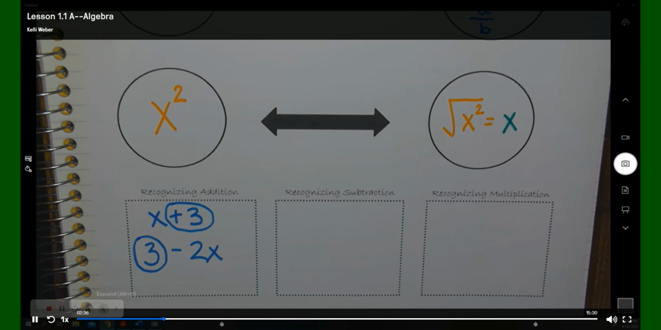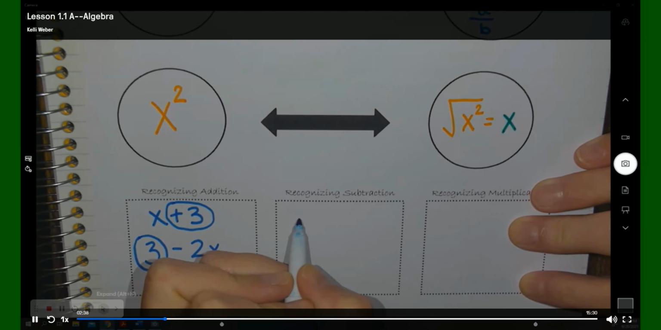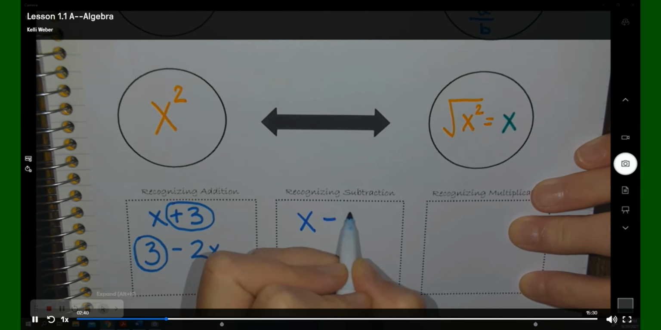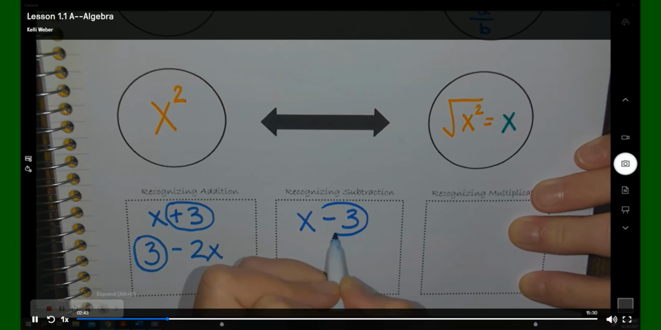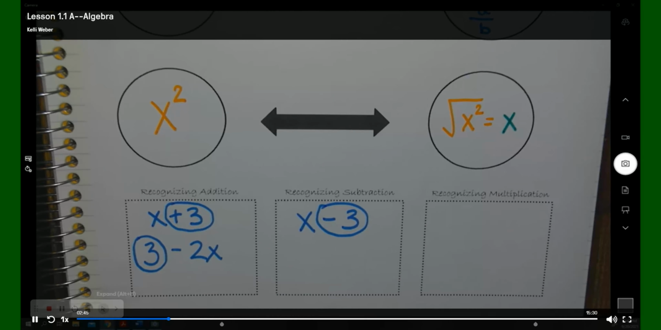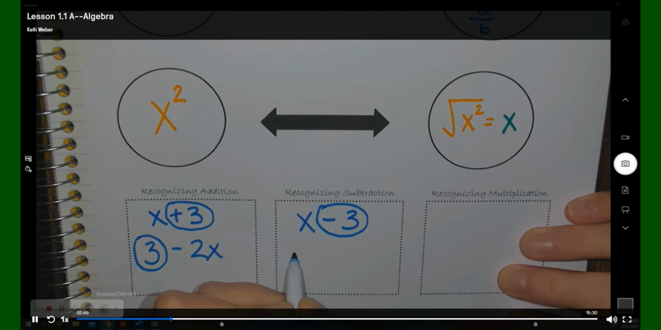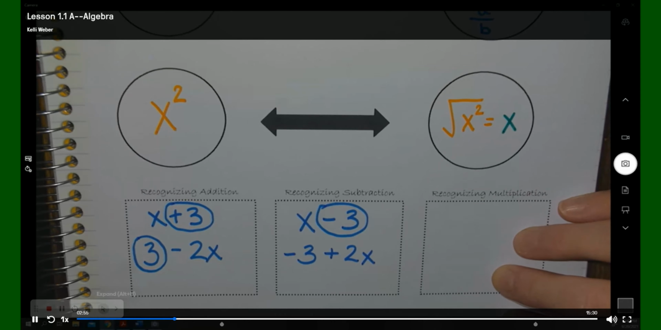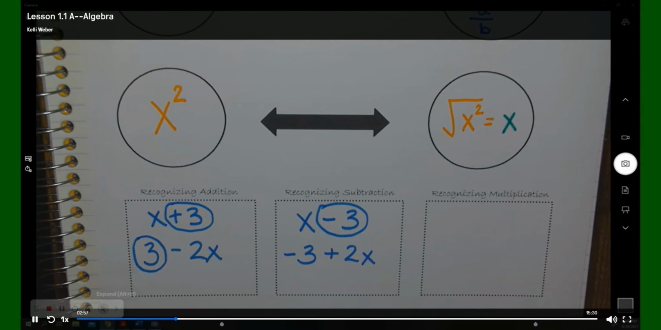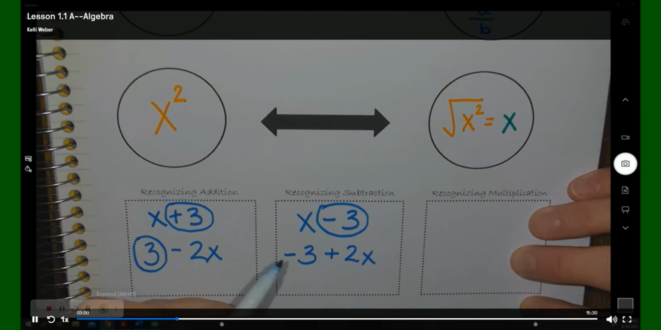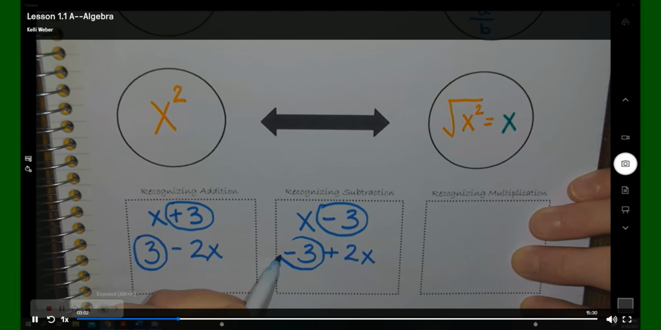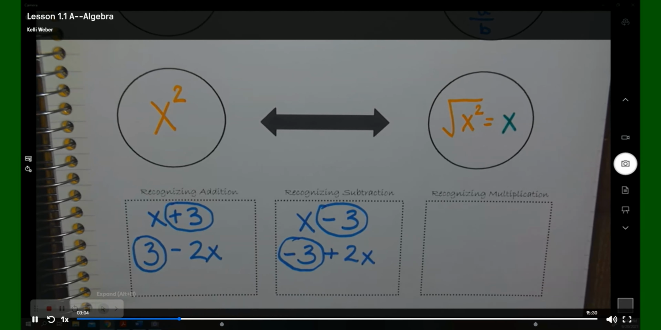In the same instance, with subtraction, the obvious one would be something like x minus 3. So you would recognize, oh, minus 3, to get rid of it, I would have to add 3. And then other times we'll have like negative 3 plus 2x. So again, in this situation, if I'm trying to get x alone, I would have to get rid of this negative 3 by adding 3, making 0 essentially.